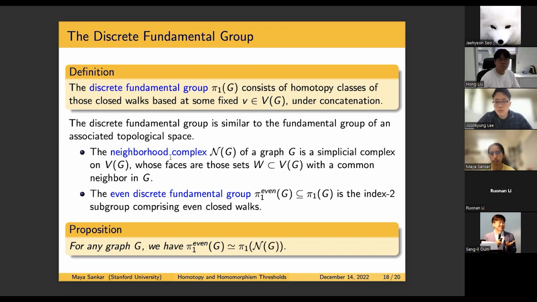But the reason I find this discrete fundamental group easier to work with is because I really wanted to reason about odd cycles. And I think thinking about the even discrete fundamental groups inherently doesn't talk about odd cycles and only talks about even cycles. So I personally found this version a little easier to work with.